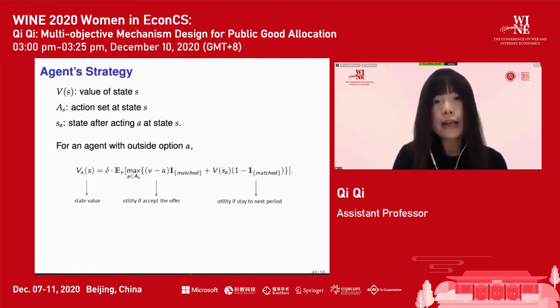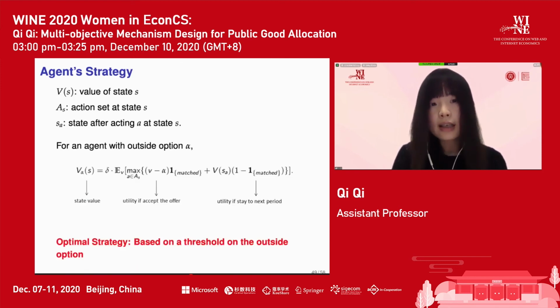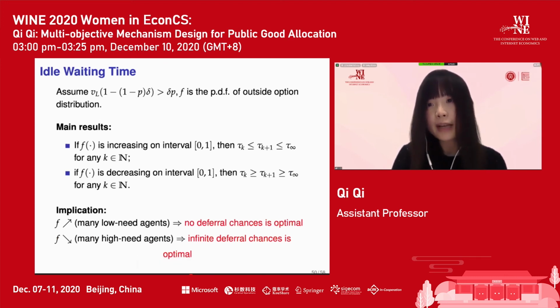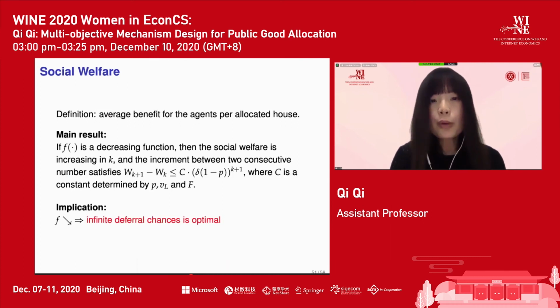Then we can write down the value function for each agent, based on their outside option, because everyone actually has an outside option, right? If she currently does not live in public housing, she must have another option currently. So that is called the outside option. When the outside option distribution is increasing, that means many low-need agents, then no deferred chances is optimal. However, when there are many high-need agents in the market, then an infinite number of deferred chances is optimal. For social welfare, an infinite number of deferred chances is always optimal.